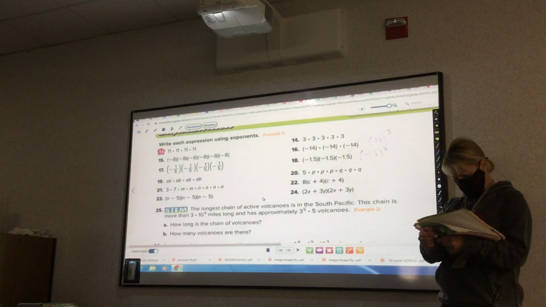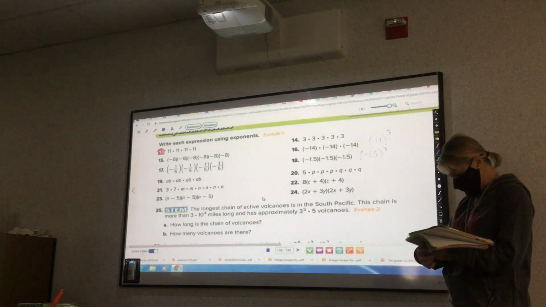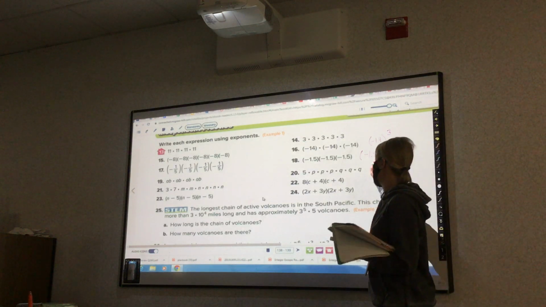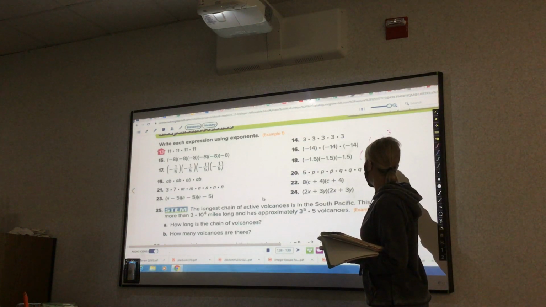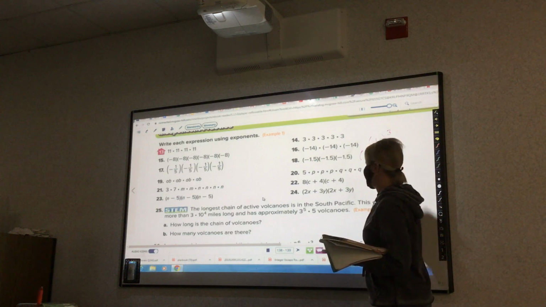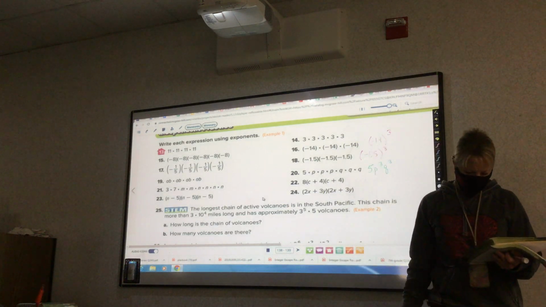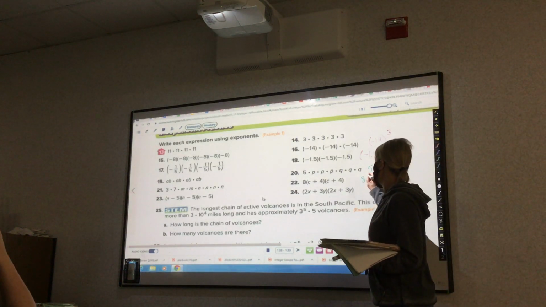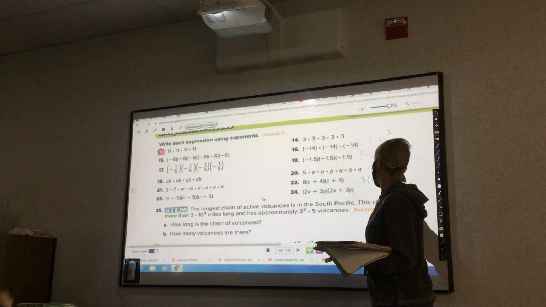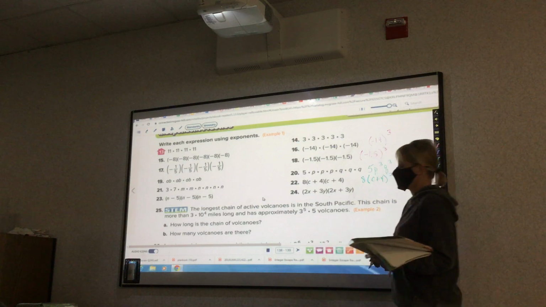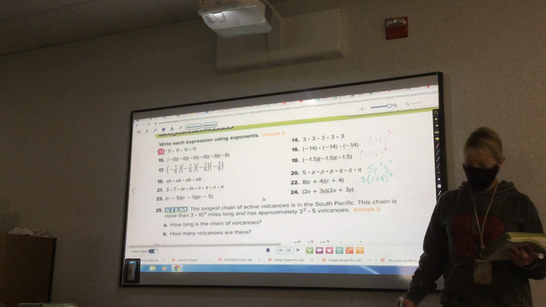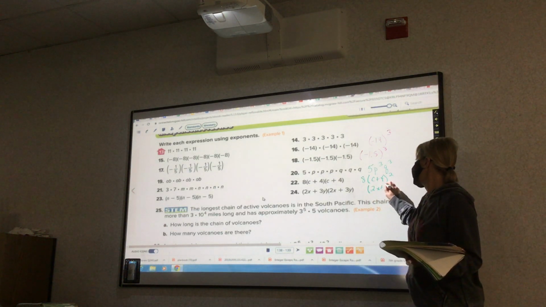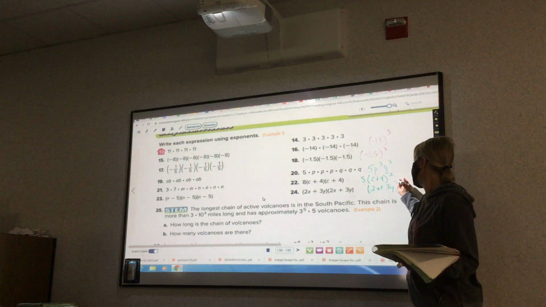20, you should have 5p cubed cubed. So 5p cubed cubed. That's a lot to say. 22, 8 times the quantity, c plus 4 squared. 24, the quantity, 2x plus 3y squared.